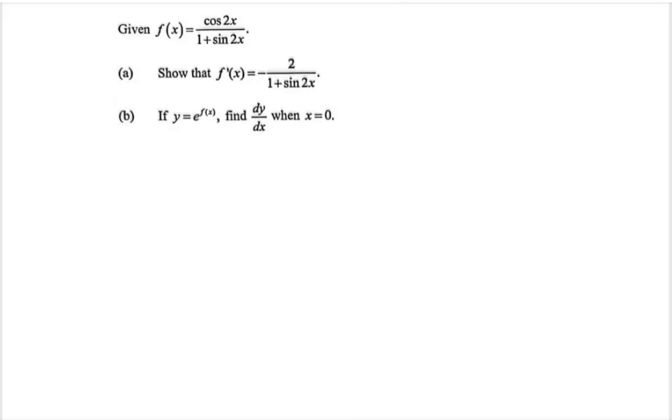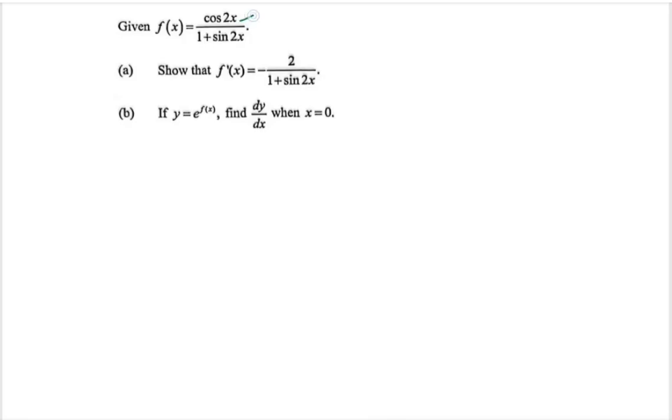Hello everyone, in this video I'm going to discuss the example for differentiation. Kindly refer to the question. Given we have the function f(x), as written in the question, we have cos 2x over 1 plus sine 2x. Part a shows that we have the first derivative, or f prime x, shown in the question.